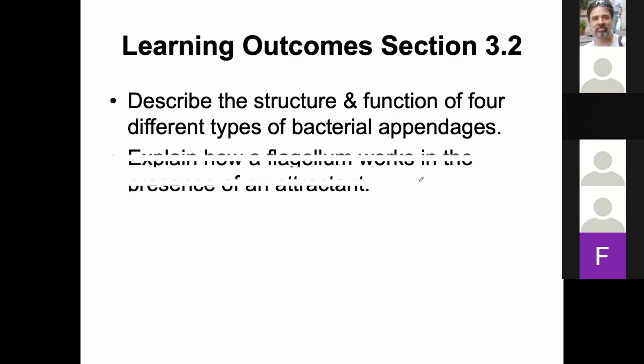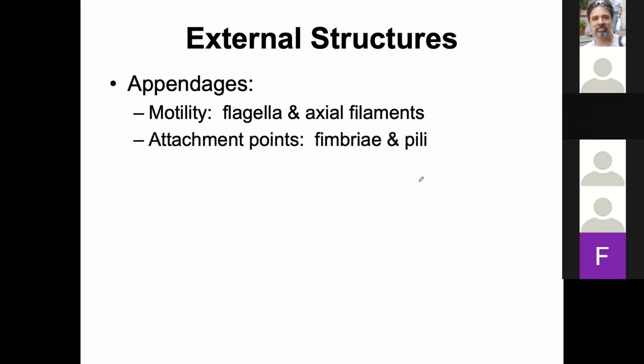Now, there are going to be external structures on some of these bacteria that help them perform certain tasks. Appendages that are used for motility include flagella and axial filaments. An axial filament is embedded.